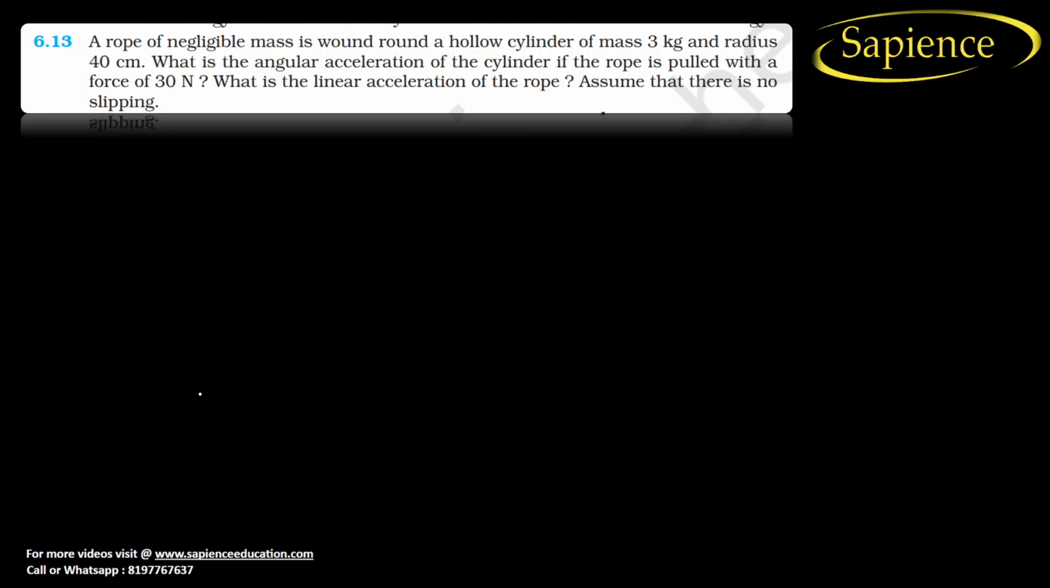Now there is a question that a rope of negligible mass is wound around a hollow cylinder. Let us consider there is a hollow cylinder like this, and there is a rope which is wound around it like this. And this is a central axis, right?